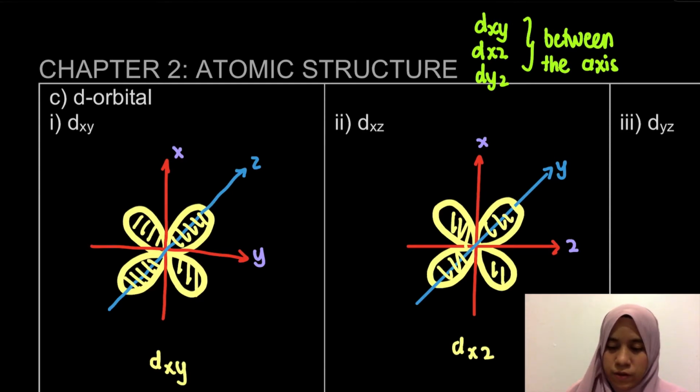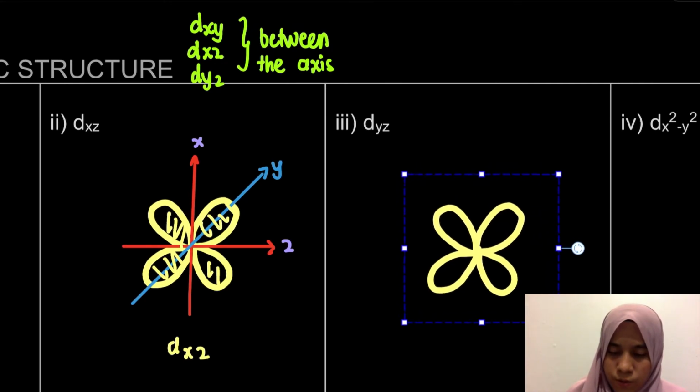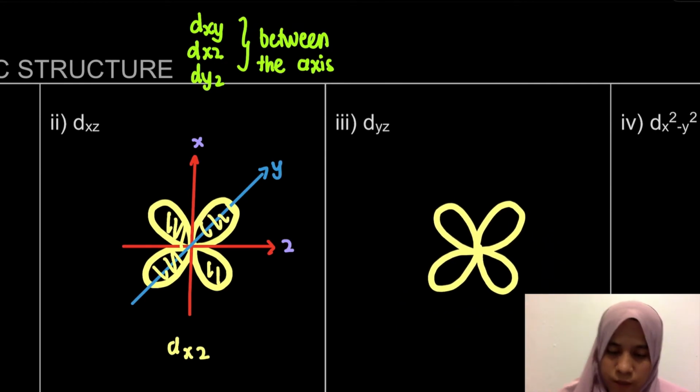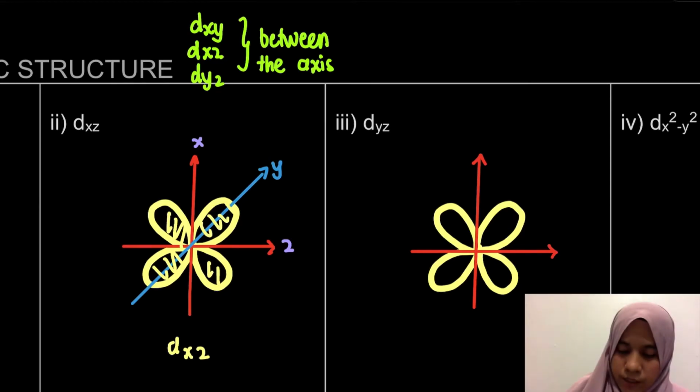dxz. Okay. Next is dyz. Okay, so dyz. So, maknanya kita draw dulu axis between the loop tu. Satu here. Satu here. Okay. So, what is actually the axis? Y and Z. So, Y, Z.